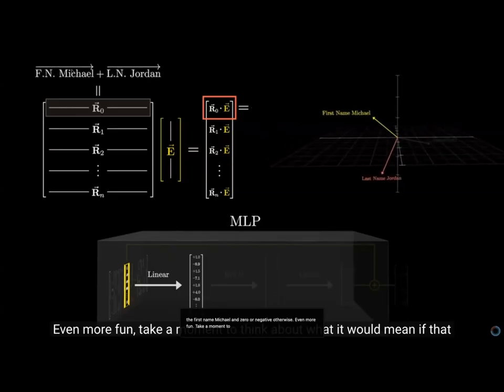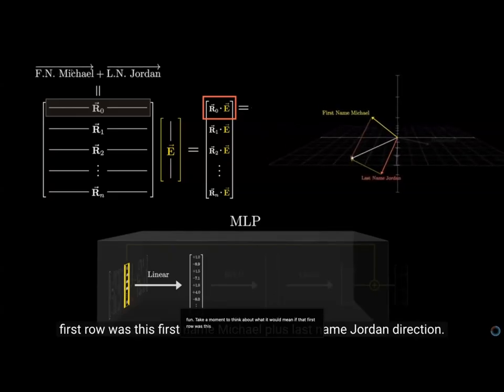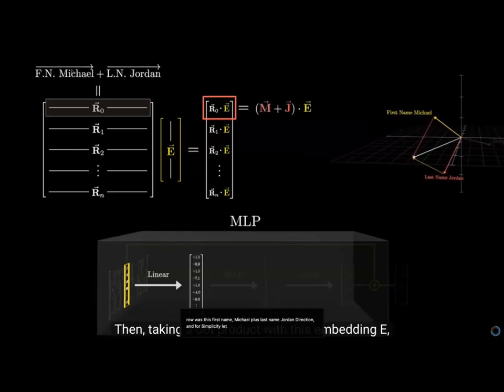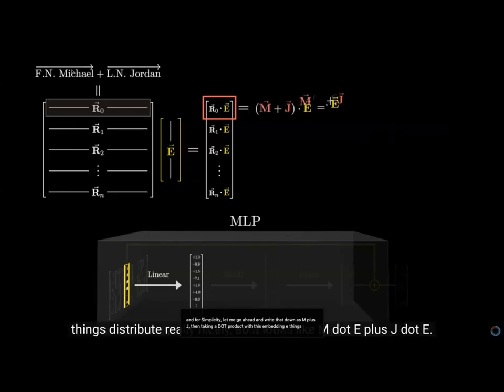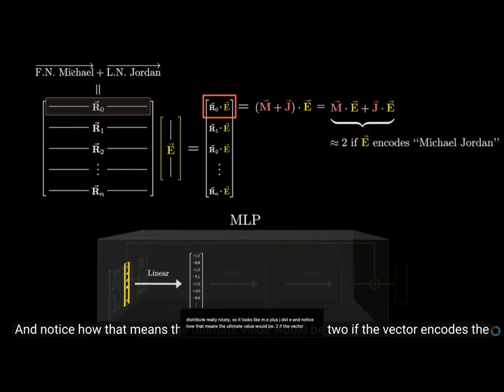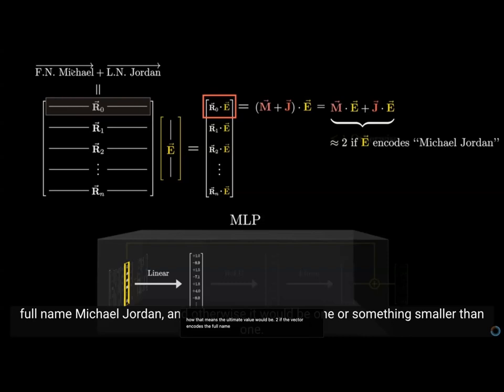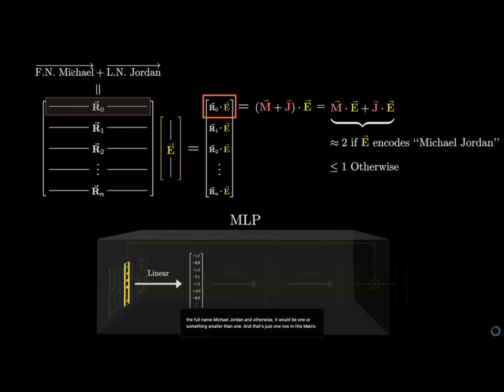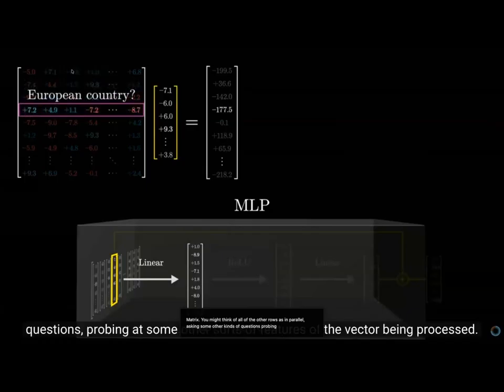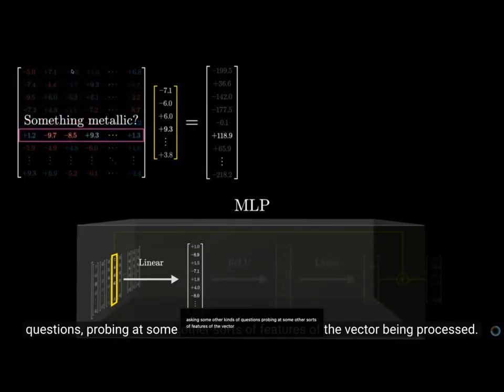Even more fun, take a moment to think about what it would mean if that first row was this first name Michael plus last name Jordan direction. And for simplicity, let me go ahead and write that down as M plus J. Then taking a dot product with this embedding E, things distribute really nicely, so it looks like M dot E plus J dot E. And notice how that means the ultimate value would be 2 if the vector encodes the full name, Michael Jordan, and otherwise it would be 1 or something smaller than 1. And that's just one row in this matrix. You might think of all of the other rows as in parallel asking some other kinds of questions, probing at some other sorts of features of the vector being processed.